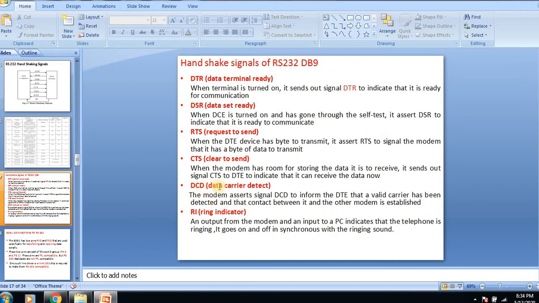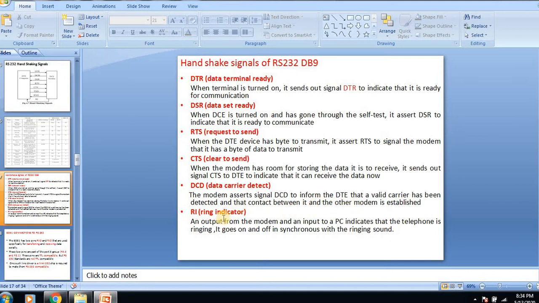So next is data carrier detect. The modem asserts signal DCD to inform the DTE that a valid carrier has been detected and that contact between it and the other modem is established.